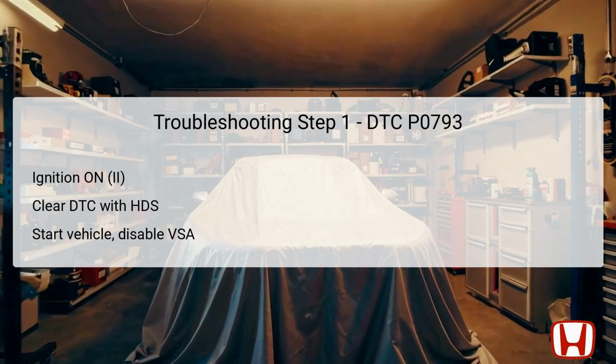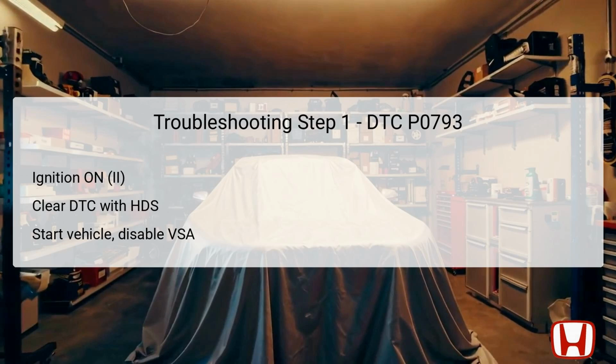The first troubleshooting step for diagnosing DTC P0793 involves validating the issue through specific procedures. Begin by turning the ignition switch to the on position, either by using the key or pressing the engine start-stop button. Next, utilize the Honda Diagnostic System, HDS, to clear any existing DTCs.